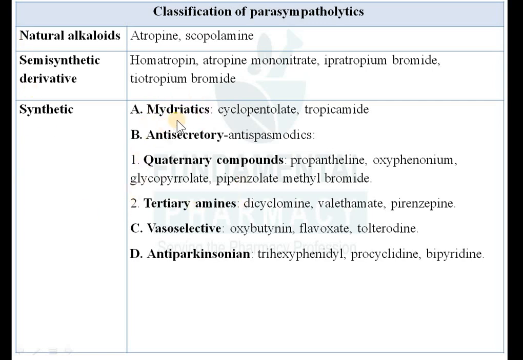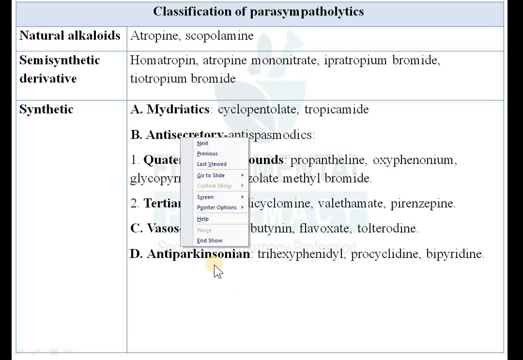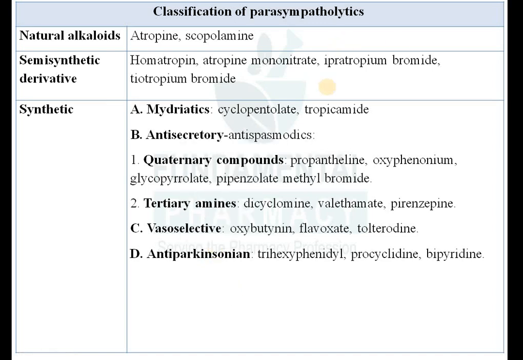Mydriatics, for example cyclopentolate, tropicamide. These two are used as mydriatics to increase the pupil size. Then anti-secretory, which means it will prevent secretion. So natural alkaloids, semi-synthetic and synthetic. In the synthetic, you have different subtypes. The first one is mydriatic, that is cyclopentolate and tropicamide. All these are derivatives of atropine. Remember. Then the second class is anti-secretory.